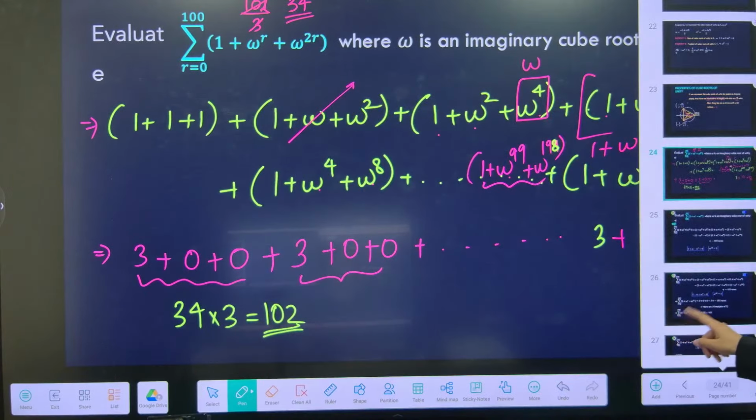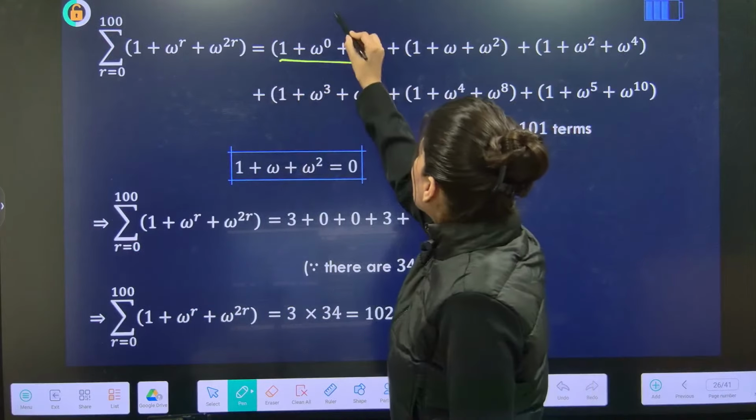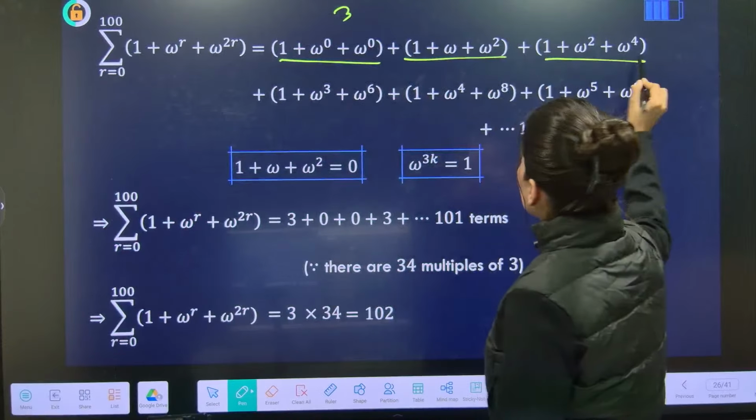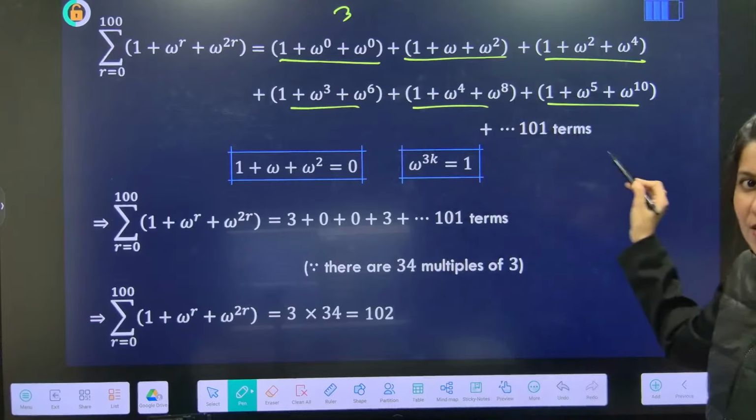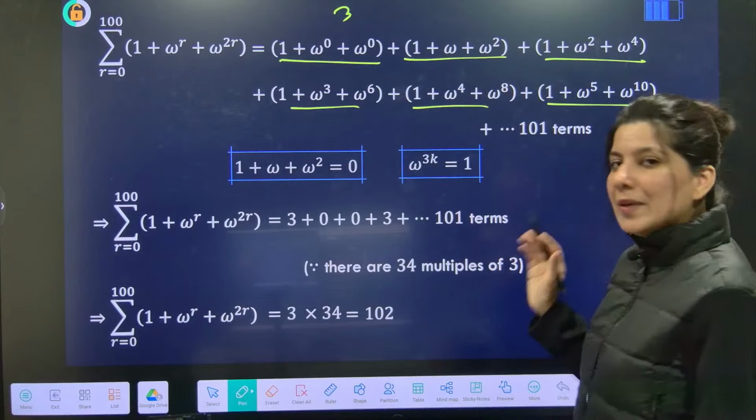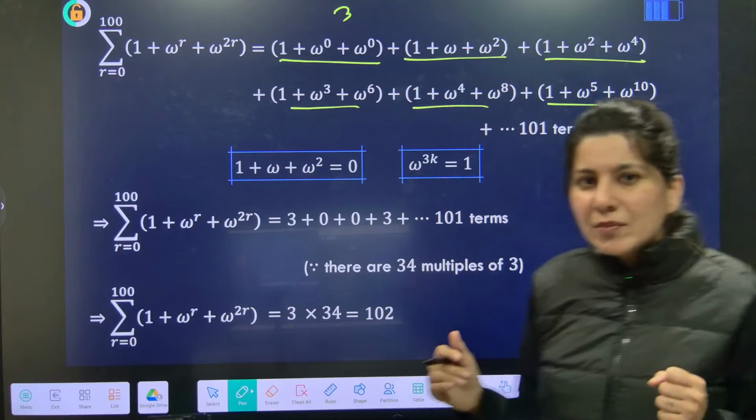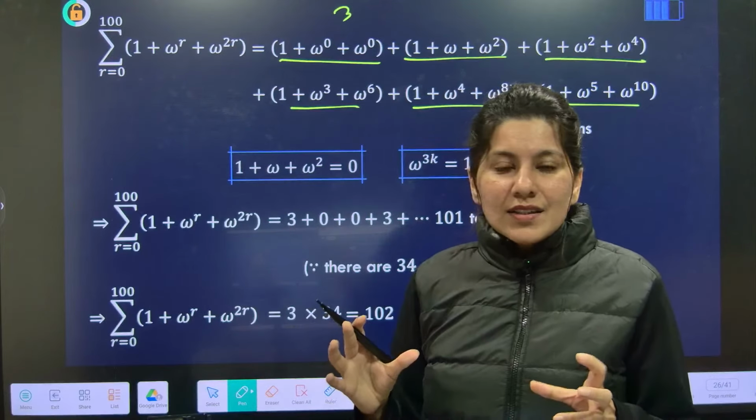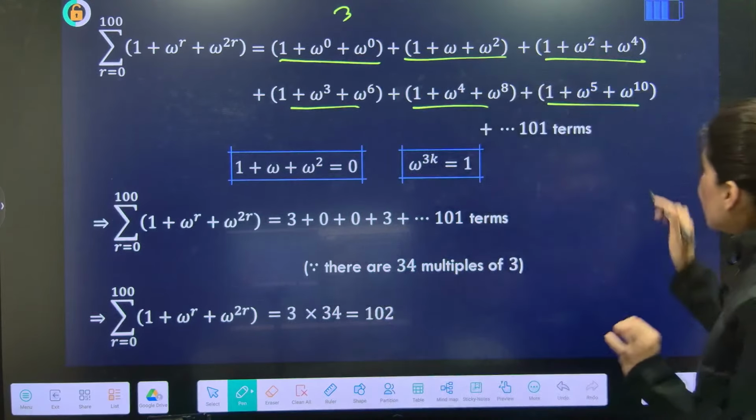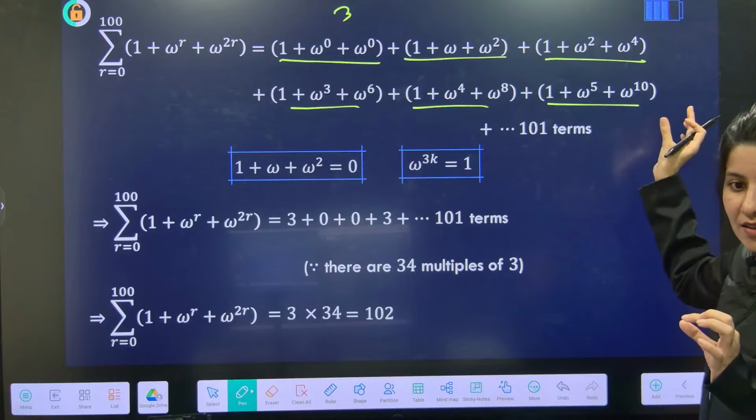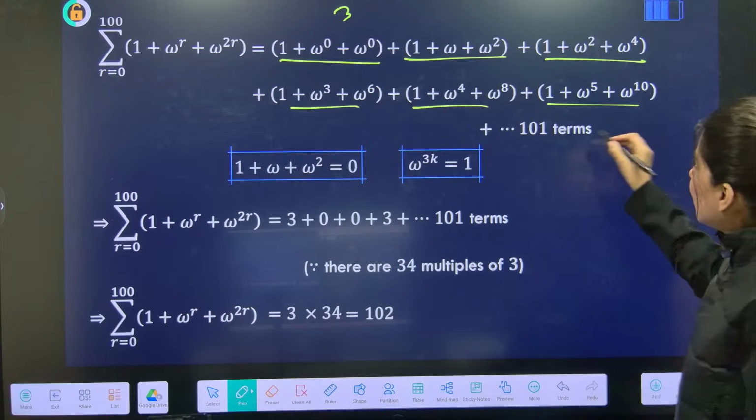So see, this is the solution. We started with 3 plus 0 plus 0. Then again 3 plus 0 plus 0. Then 3 plus 0 plus 0, correct? Eventually, it will be again 3, 0, 0, but let's check how many terms. 101 terms. What does that mean? That means 3 terms are getting into each group. 101 is not a multiple of 3. That means there is one more term which is missing if you are trying to make the triplet.